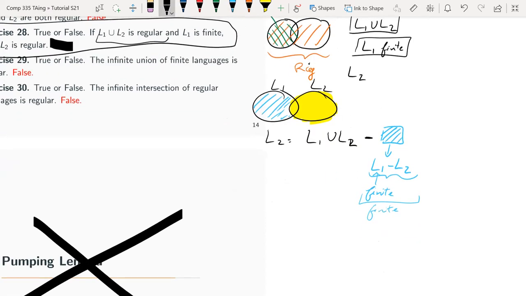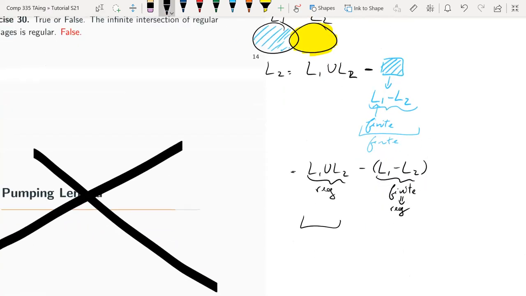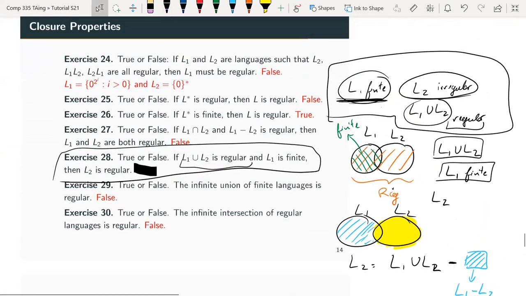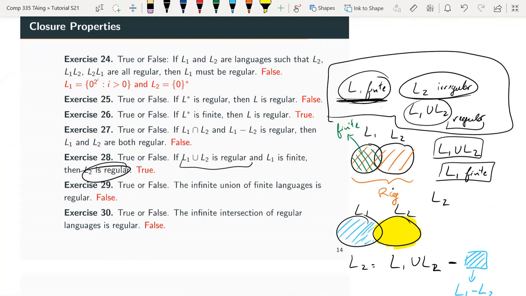So then what do you have? You have L1 union L2, this is regular, minus L1 minus L2, this is finite, but a finite language is regular. So now you have a regular language minus another regular language. And we have a property that says that if A is regular and B is regular, A minus B will also be regular. So that means that all of this is regular. So that means that L2 is indeed regular. And so the answer is true.